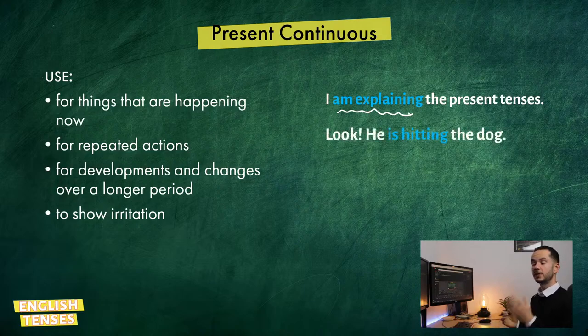Look, he's hitting the dog. Now, we usually use this with verbs that actually can be repeated several times. You won't say that I am explaining present continuous in a repeated sentence, right? So I am explaining present continuous. That's something that takes a long time, but it's not something that repeats itself in a short period of time, several times, as is the case with hitting the dog, which is of course something you should never do. Never hit a dog.